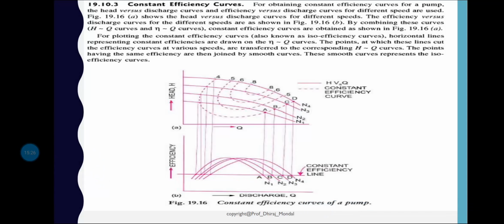Clear? So this is the end of the video today. Up to this, I think it is clear: the priming and main characteristic curve, the operating characteristic curve, and the constant efficiency or Muschel curve.